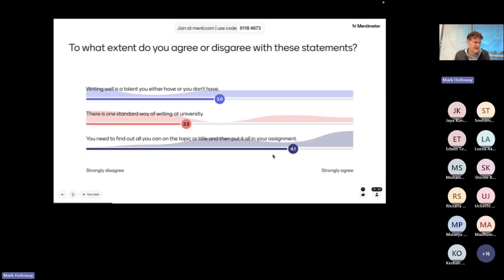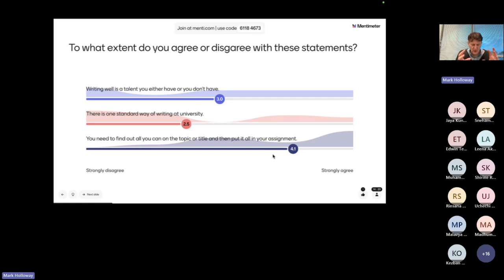Most people agree that you need to find out all you can on a topic or title and then put it all in your assignment. The reason why this is a myth, the reason why this isn't true, is because all assignments have a word limit. You can't put everything into every assignment that you write. So it's really important to think about how, and we're going to explore this more later.